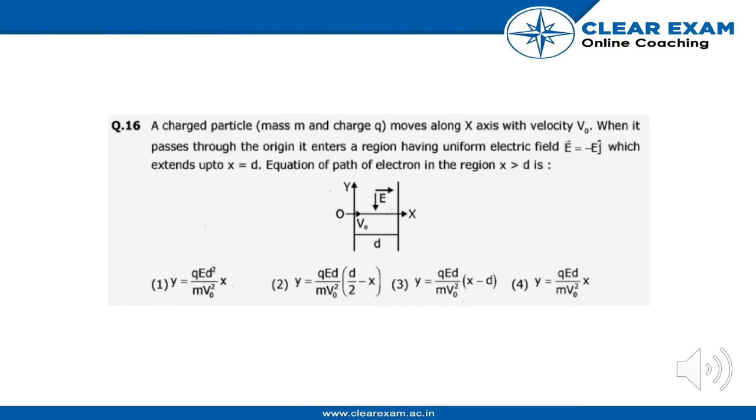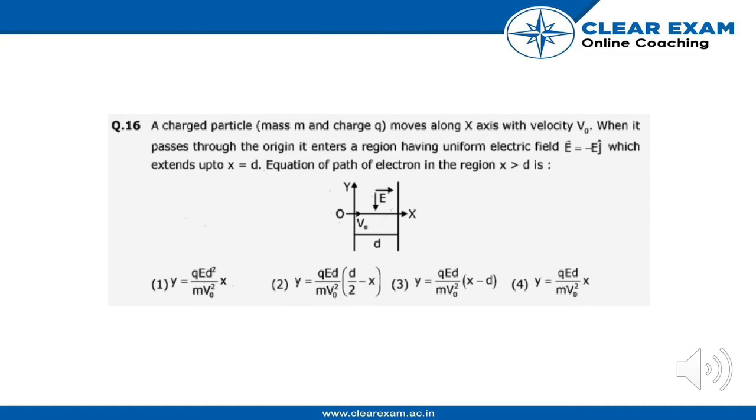So now we have the 16th question, which is: a charged particle of mass m and charge q moves along the x-axis with a velocity v0. When it passes through the origin, it enters a region having a uniform electric field, E equal to minus E j cap, which extends up to x equal to d.